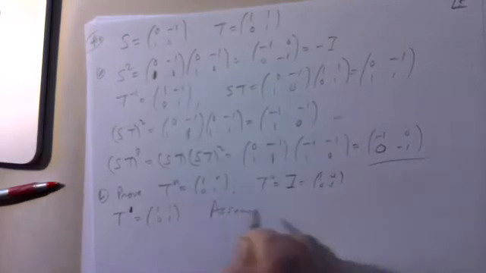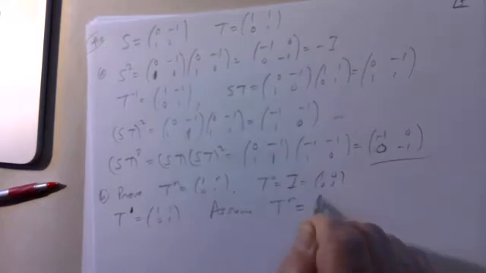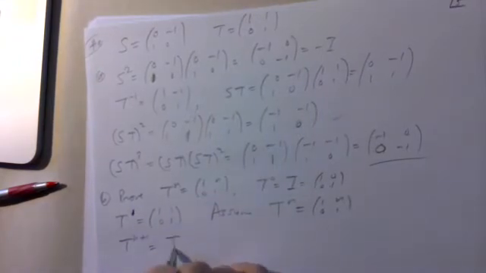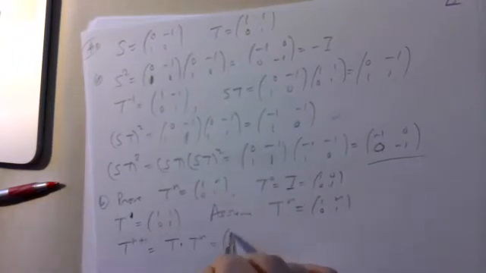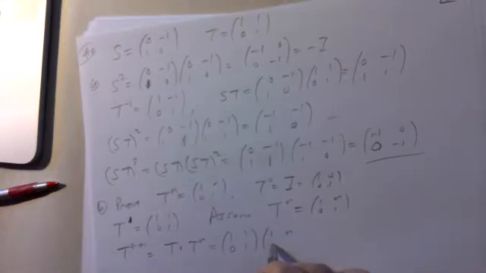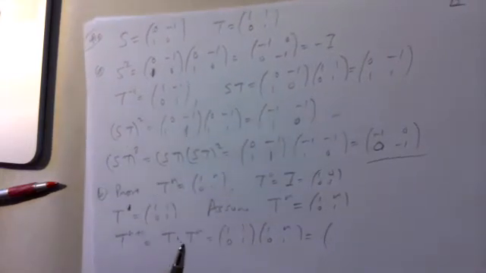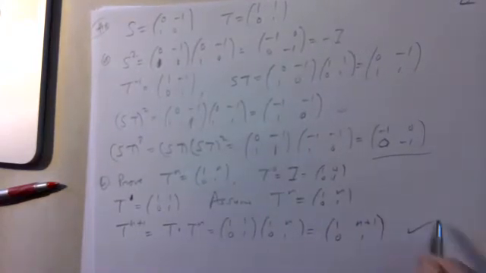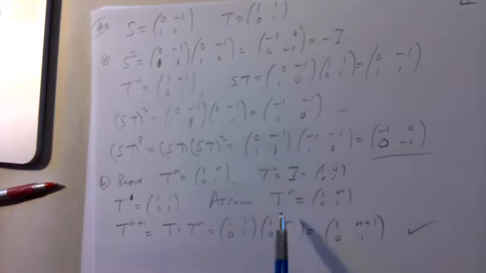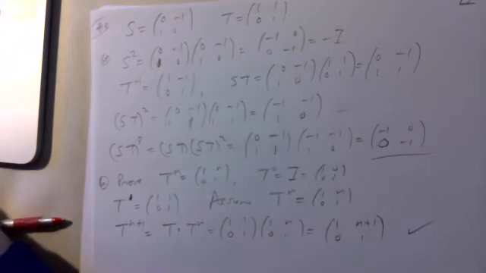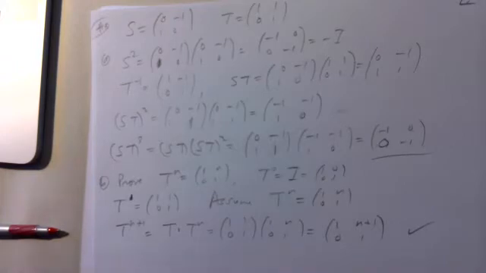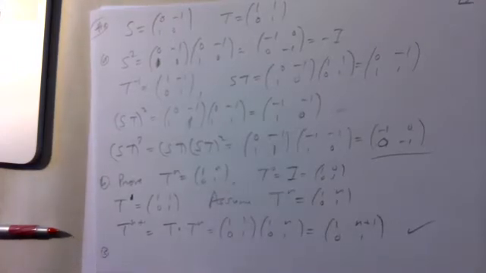So assume T to the n is [1, n; 0, 1]. Then T to the n plus 1 is T times T to the n. That's [1, 1; 0, 1] times [1, n; 0, 1]. When I do my matrix multiplication, I get [1, n plus 1; 0, 1], which is what I want to get. So if this statement is true for n, it's true for n plus 1. That's the proof. So it's true for all positive integers n.